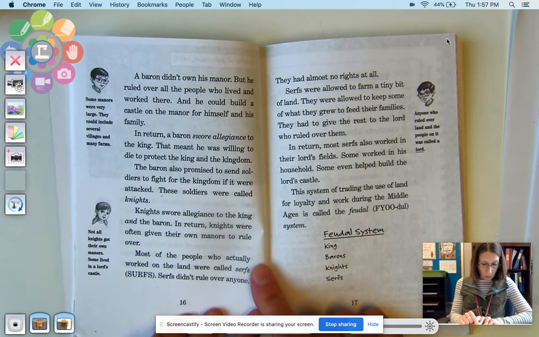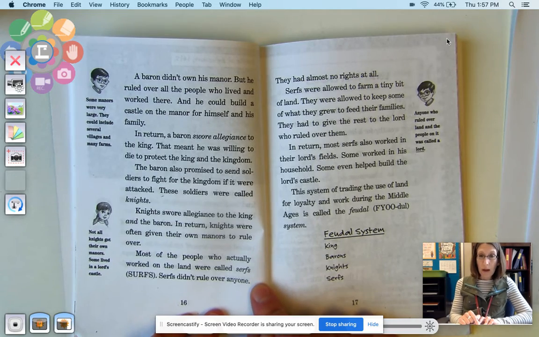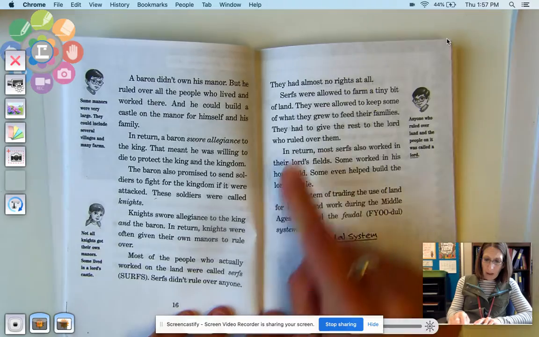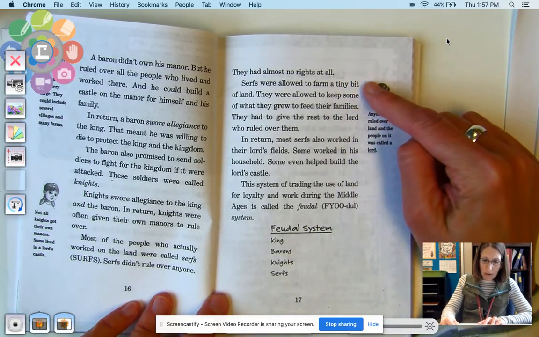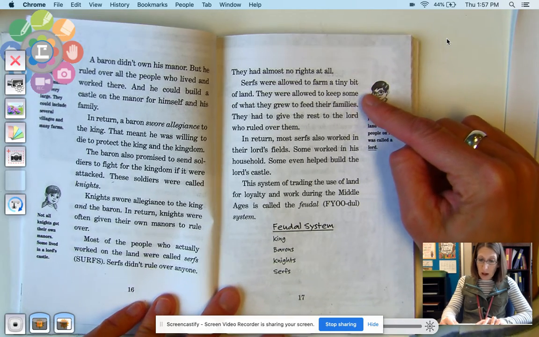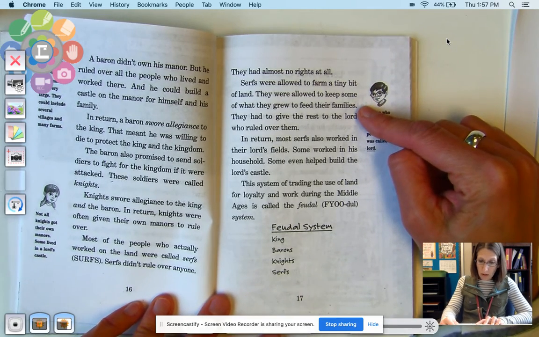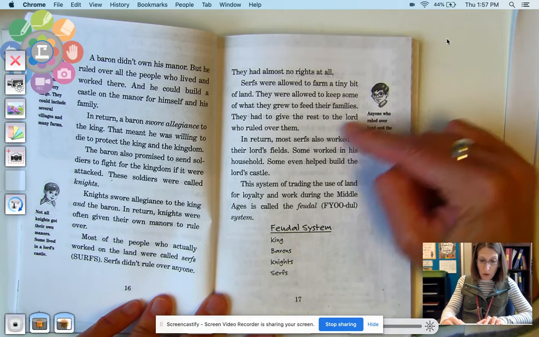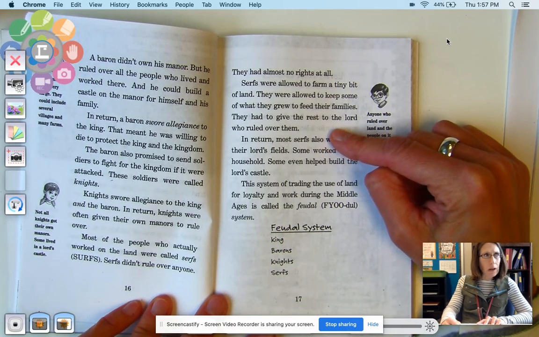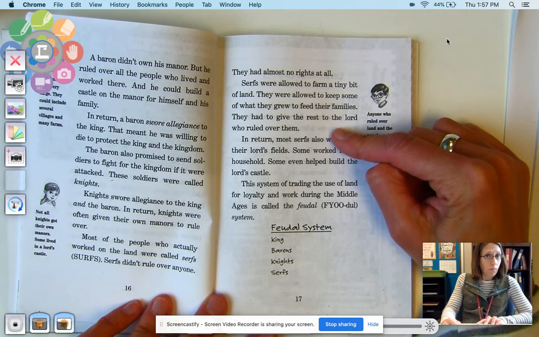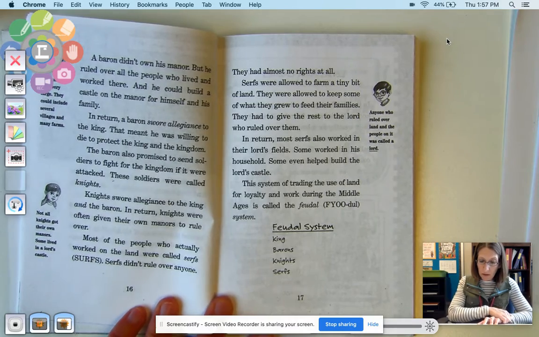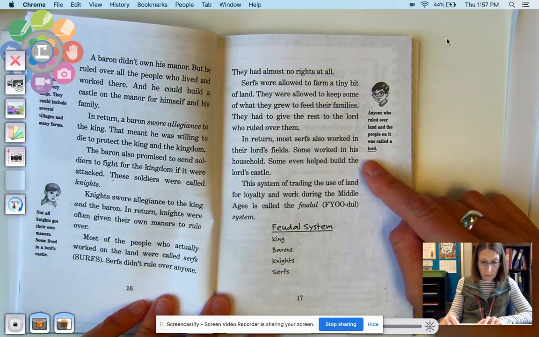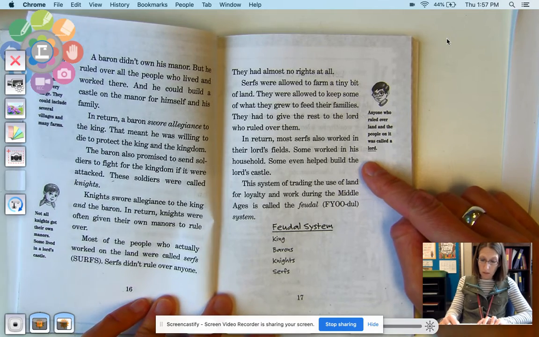Most of the people who actually worked on the land were called serfs. Serfs didn't rule over anyone. They had almost no rights at all. Serfs were allowed to farm a tiny bit of land. They were allowed to keep some of what they grew to feed their families. They had to give the rest to the lord who ruled over them. Does that seem fair and just? In return, most serfs also worked in their lord's fields. Some worked in his household. Some even helped build the lord's castle.